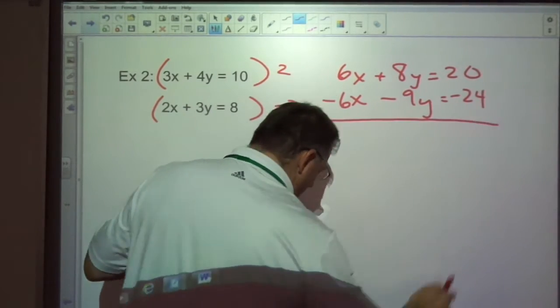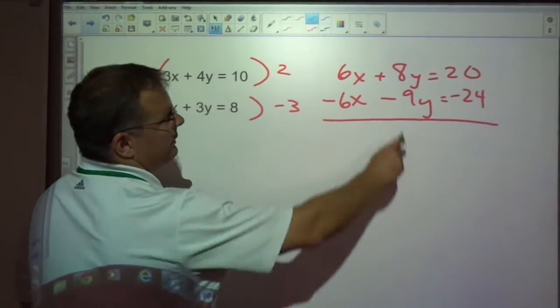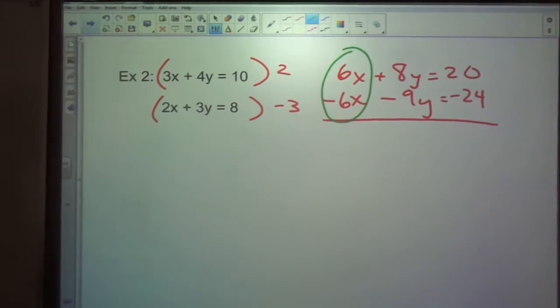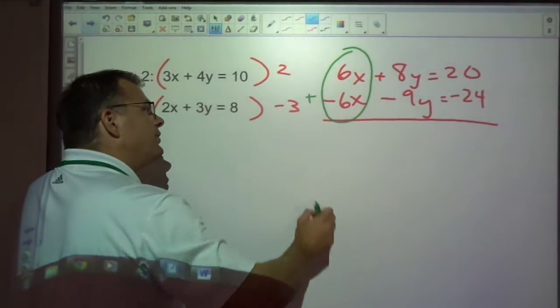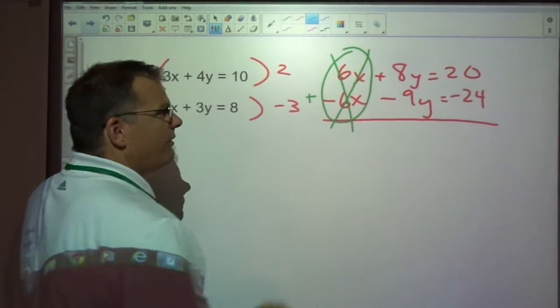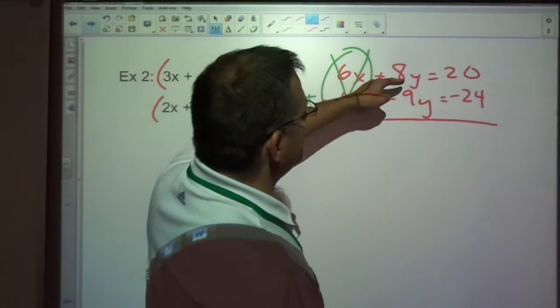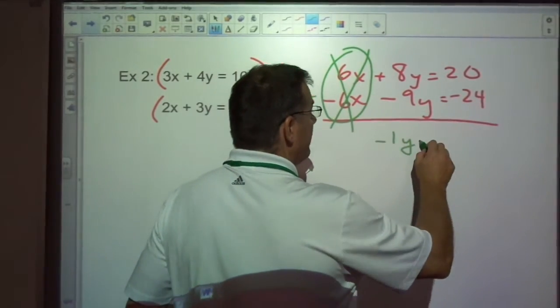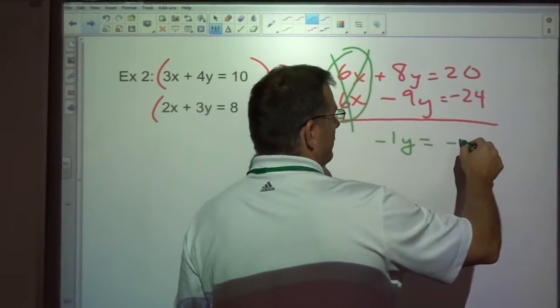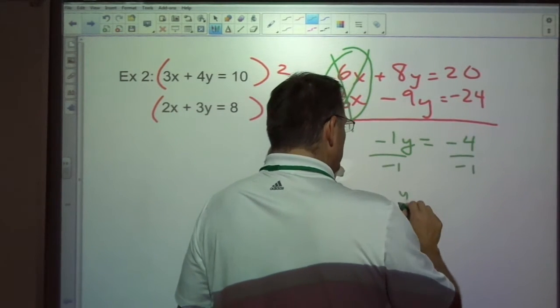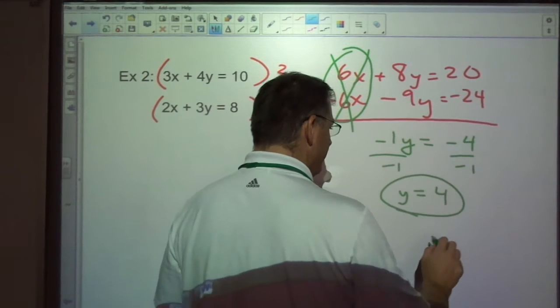And I have what I want now because really what I was after is this, positive 6x and negative 6x. Now they're all ready that when I add the two equations, this makes 0. These guys are eliminated. And what I have left is 8 minus 9, which is negative 1, and 20 minus 24, which is negative 4. So dividing, y equals 4.